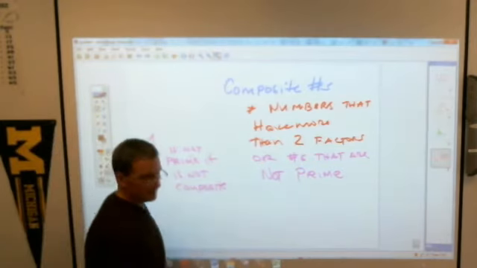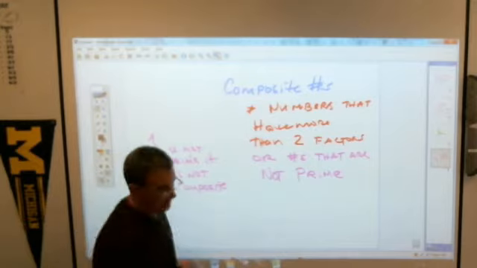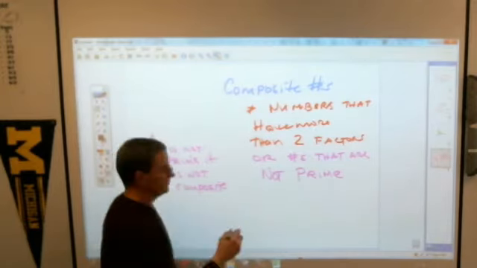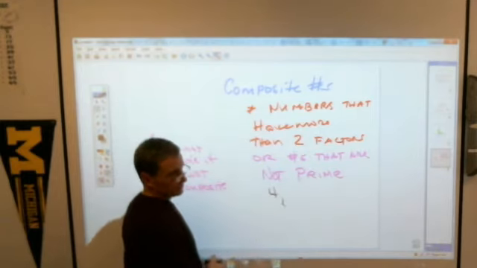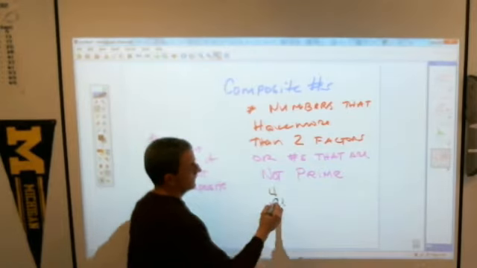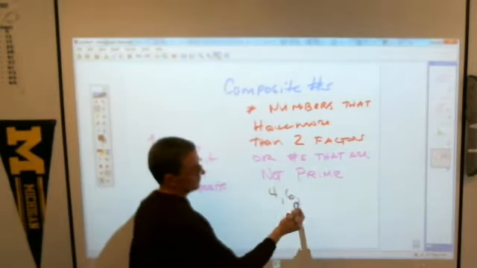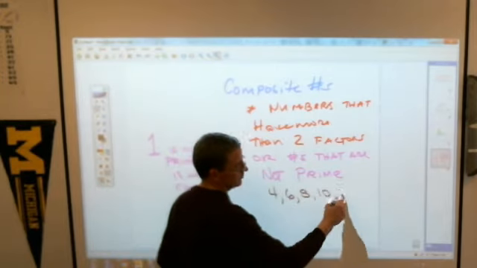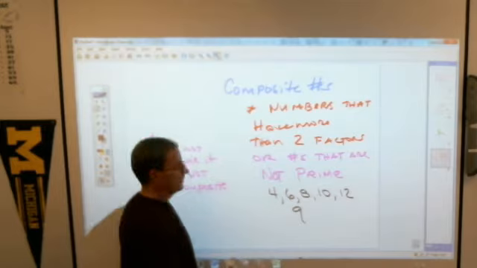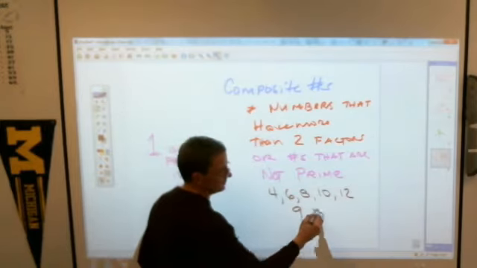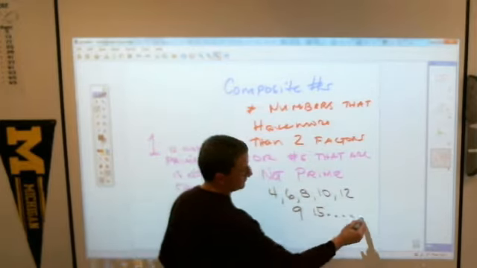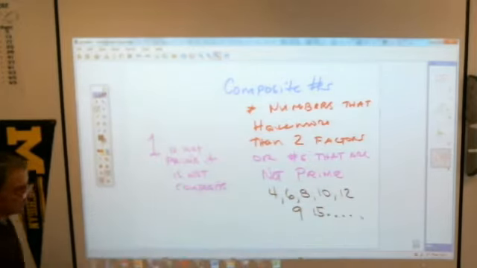Other than that, what would be an example of composite numbers? 2? No, 2 is actually a prime number. 2 is the only even prime number. 4, because 2 times 2. 3 is not, because it's a prime number, it's only 1 and 3. 6, any other even number is going to be composite. 8, 10, 12, but don't forget you also have 9, because 3 times 3. You also have 15 because of 3 times 5, and so on and so on. There's gobs of them. But that is that.